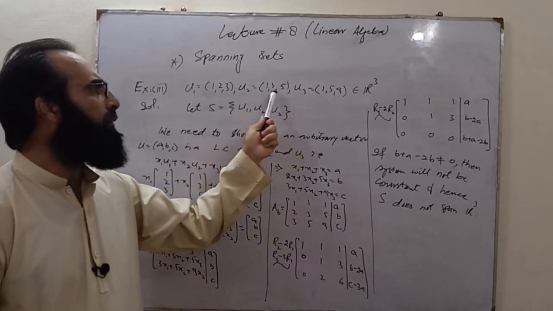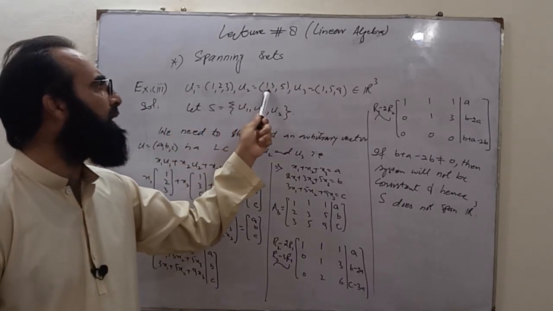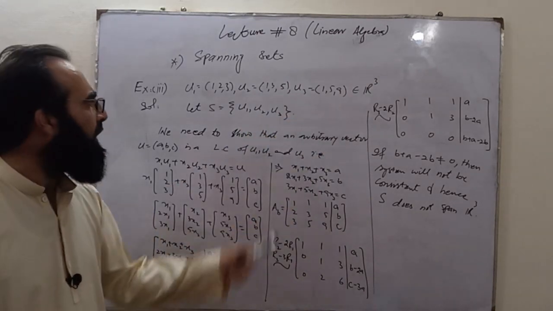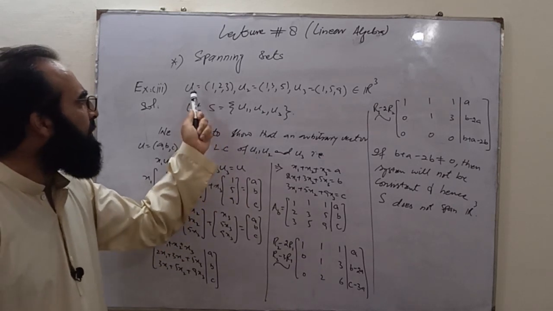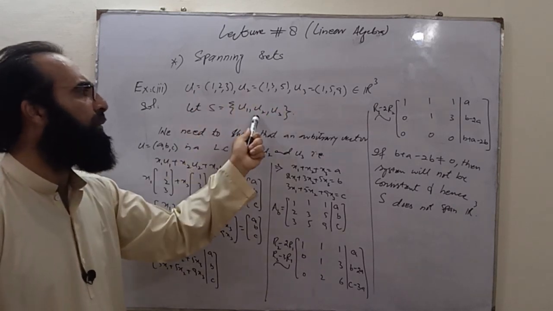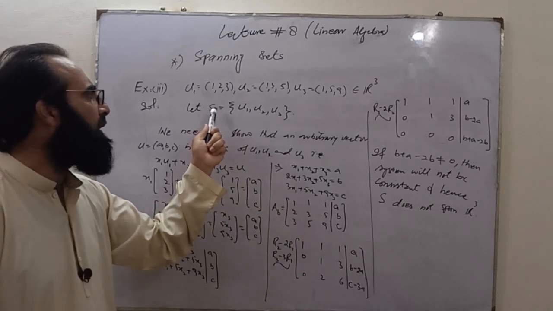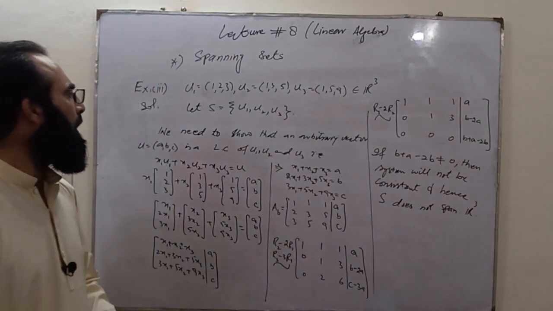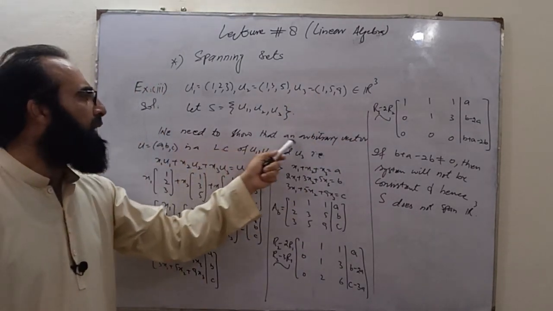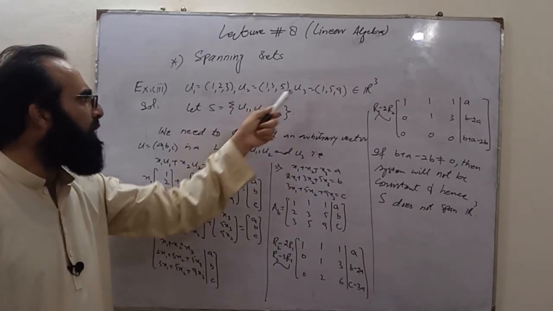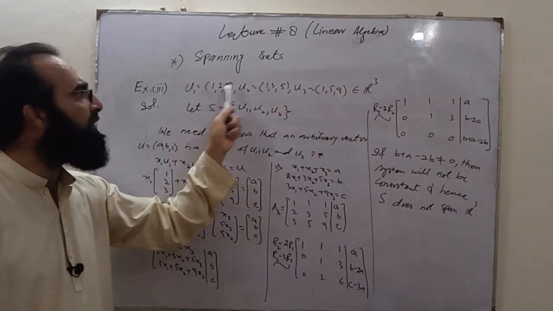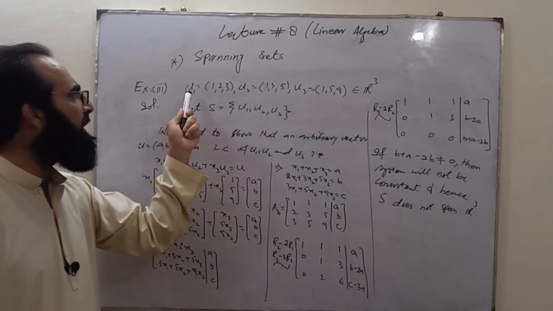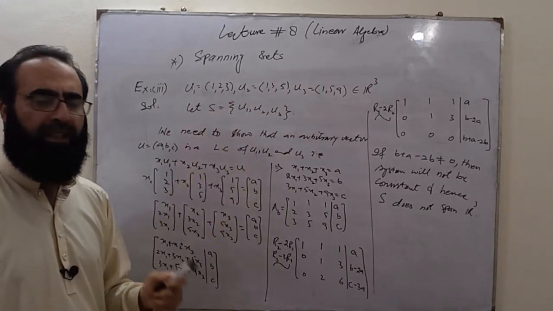In this third part of the example, u1, u2 and u3 are given from the R cube space: u1 is (1, 2, 3), u2 is (1, 3, 5) and u3 is (1, 5, 9). Let S consist of these three vectors u1, u2 and u3. We have to show whether this collection spans R cube or not. So similarly, we need to show that an arbitrary vector u from the vector space is a linear combination of these three given vectors. So we have to write this arbitrary vector as a linear combination of these three given vectors.